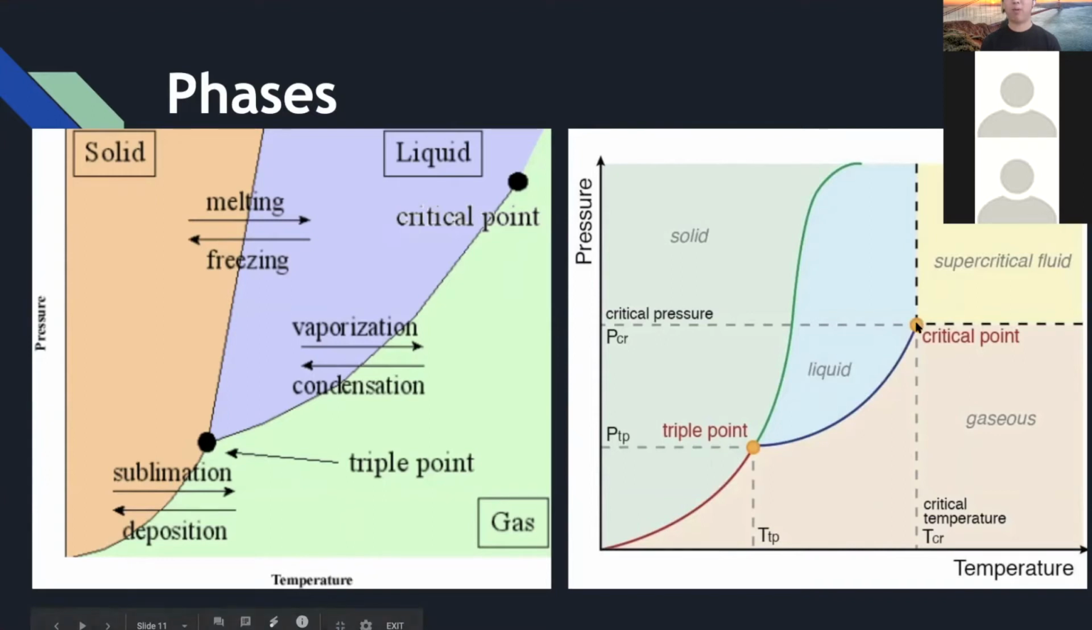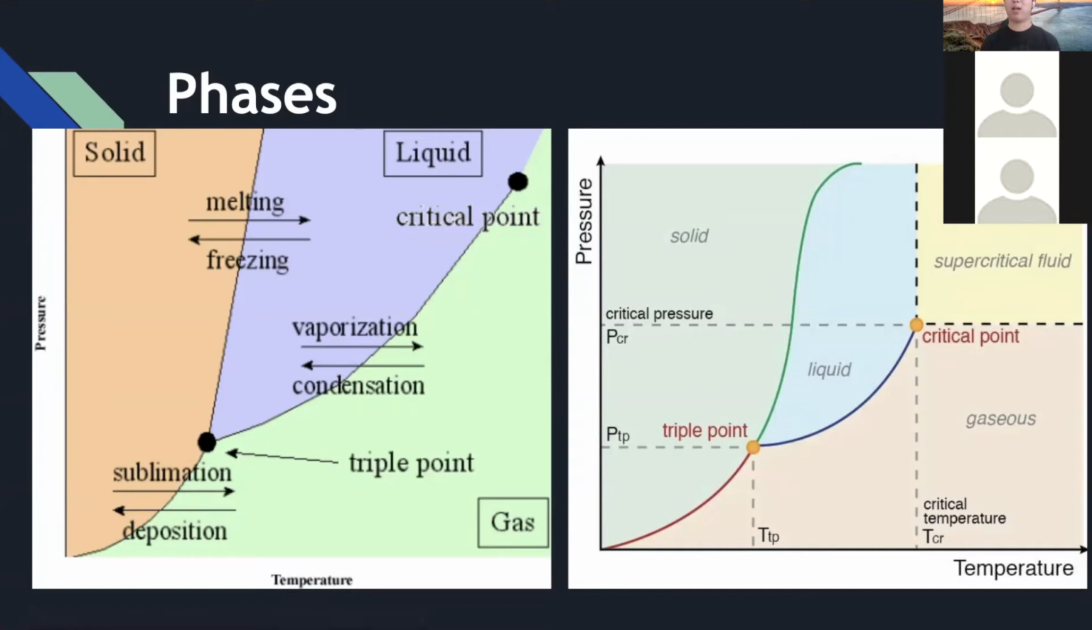We call the point where the liquid and gas phases get muddled together the critical point. Beyond the critical temperature, you can no longer use pressure to liquefy a gas. Instead, what you'll get is the supercritical fluid. The supercritical fluid occupies this region of the graph after the critical temperature and the critical pressure, which is just the pressure at the critical point. The supercritical fluid has the properties of both gases and liquids. It's kind of in between.